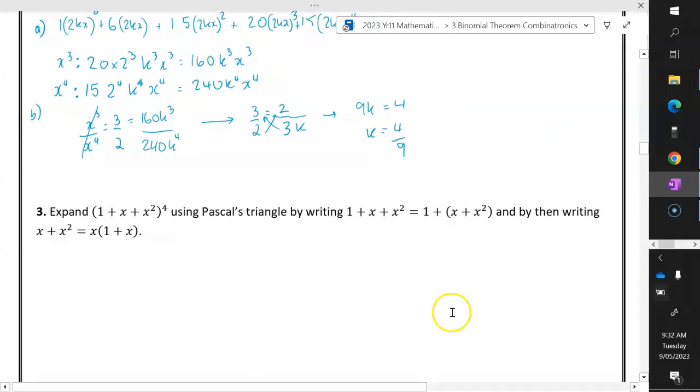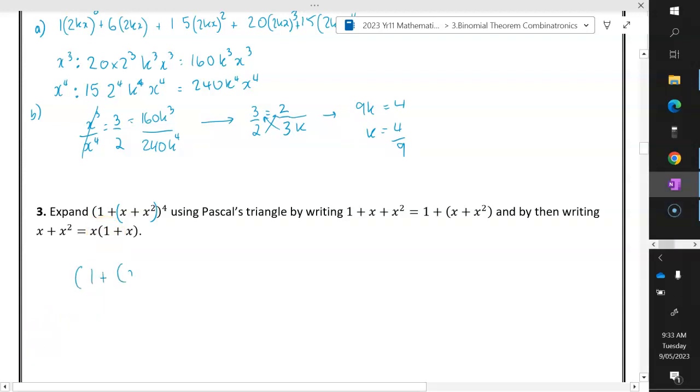So it says expand (1 + x + x squared) to the power of 4. So we've got triple terms in here, but we don't know how to deal with those yet. So what the next bit does is give us a hint. It says using Pascal's triangle, by writing 1 + x + x squared as 1 + (x + x squared). So I'm going to pop brackets around my x plus x squared over here. And then we're going to be writing x plus x squared equal to x brackets 1 plus x. So we're going to do exactly what that says.